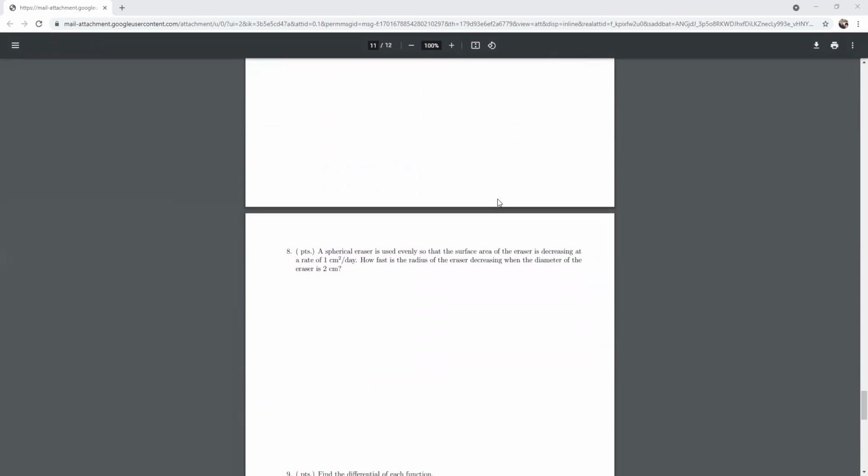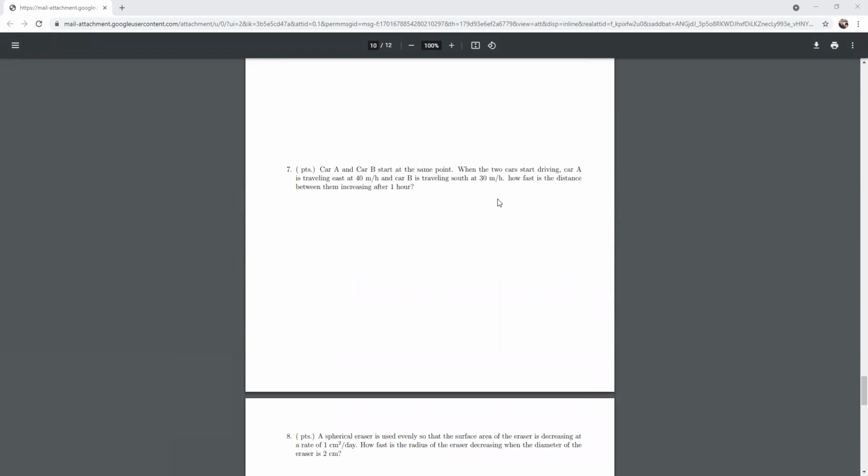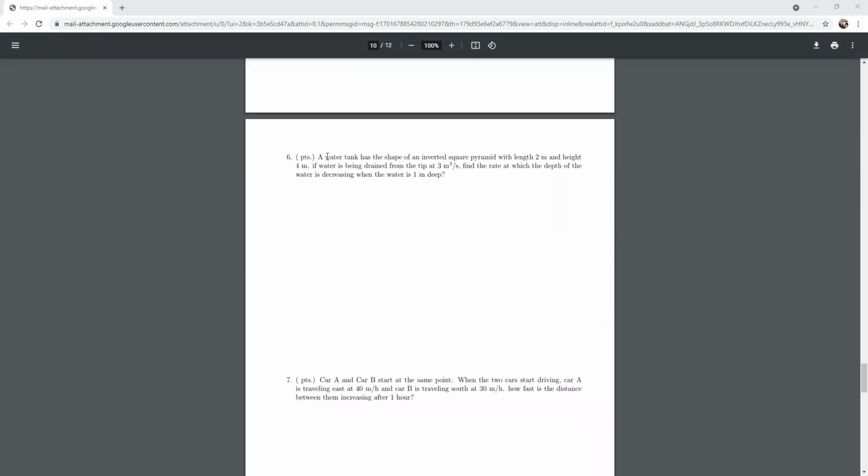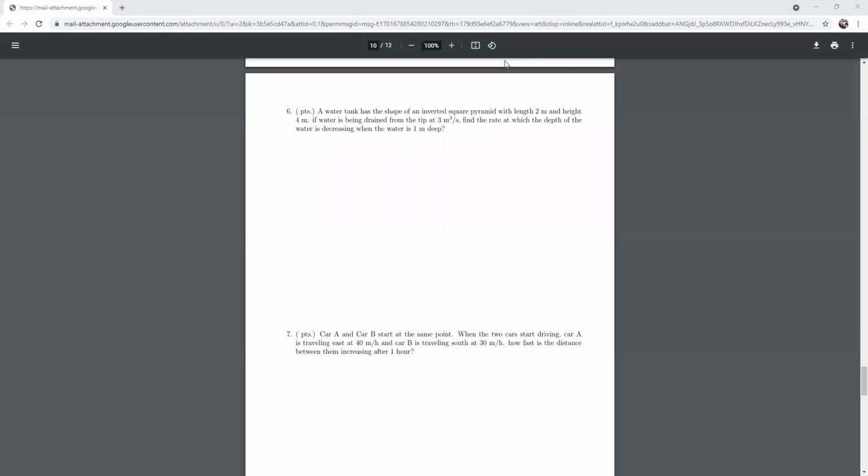There's a couple of them here. I think this one is pretty tough. Let's give this one a go. This one says a water tank has a shape of an inverted square pyramid. Okay, well, what does that mean?